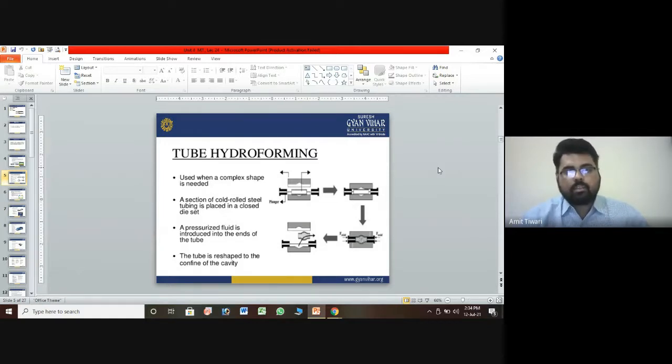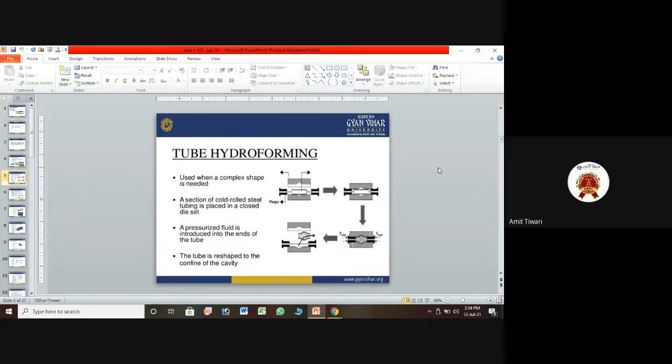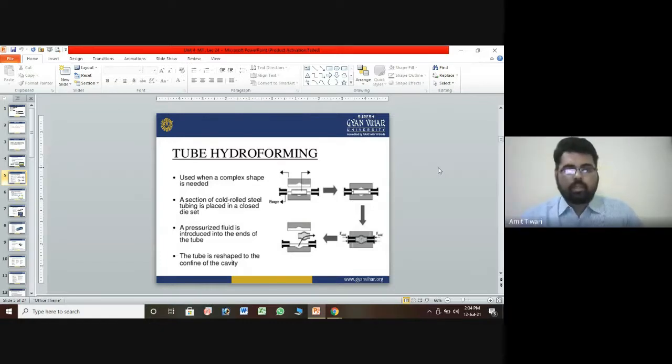First, it is used when a complex shape is needed. Second, a section of cold rolled steel tube is placed into a closed die set. So when we fabricate a cold steel tube, at that time tube hydroforming is required for manufacturing. Third, pressurized fluid is introduced into the end of the tube.